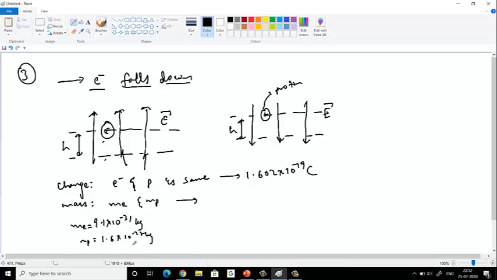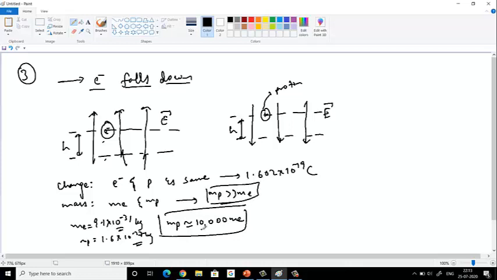So you can see here, don't look at 1.6 and 9.1. Look at the power. This is 10 power minus 27, and this is 10 power minus 31. So the mass of a proton is approximately 10,000 times the mass of an electron. That means the proton is heavy. Mass of proton is much greater than mass of electron, approximately 10,000 times.